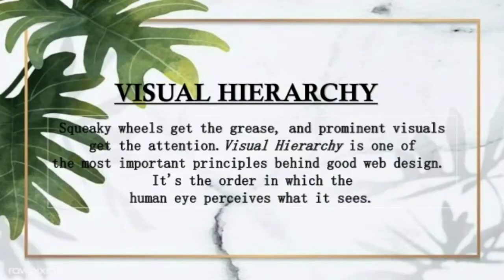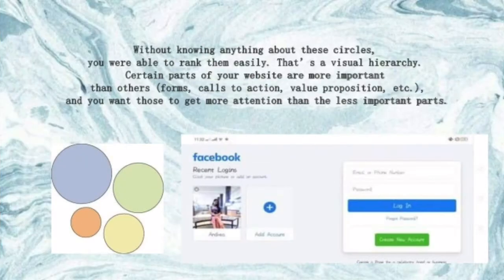Visual hierarchy is a visual design principle which designers use to show the importance and get attention. It's the order in which the human eye perceives what it sees.